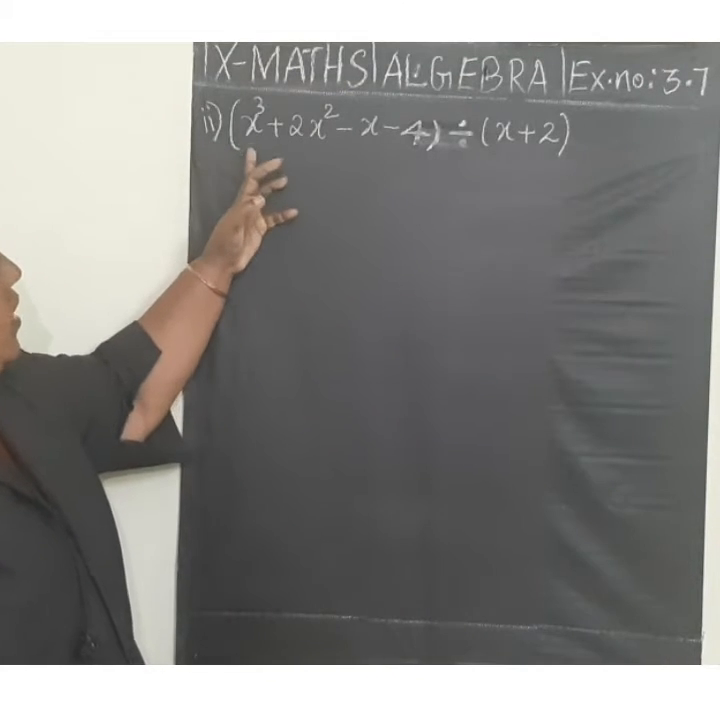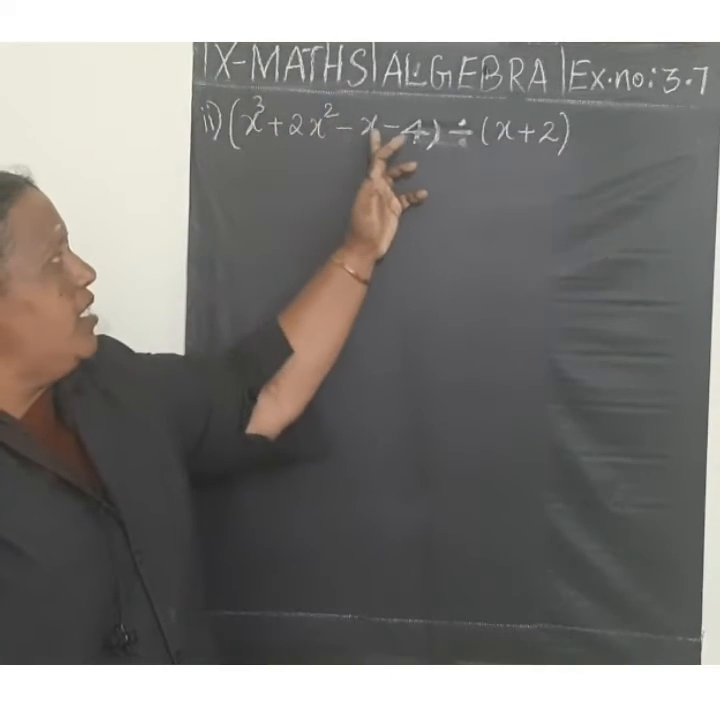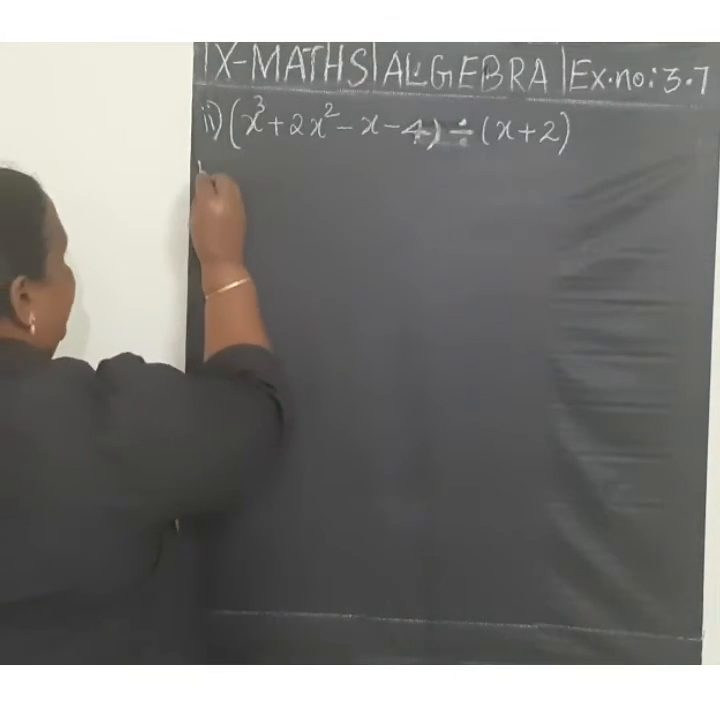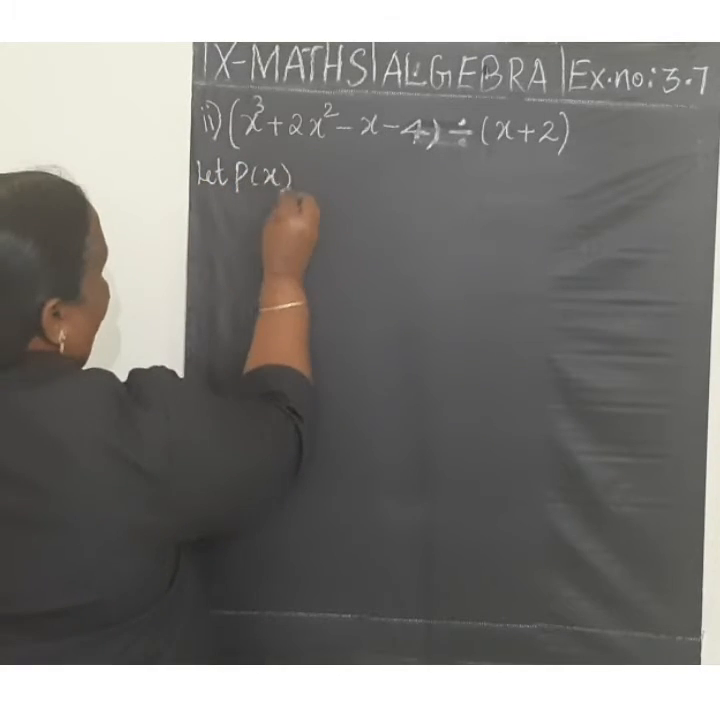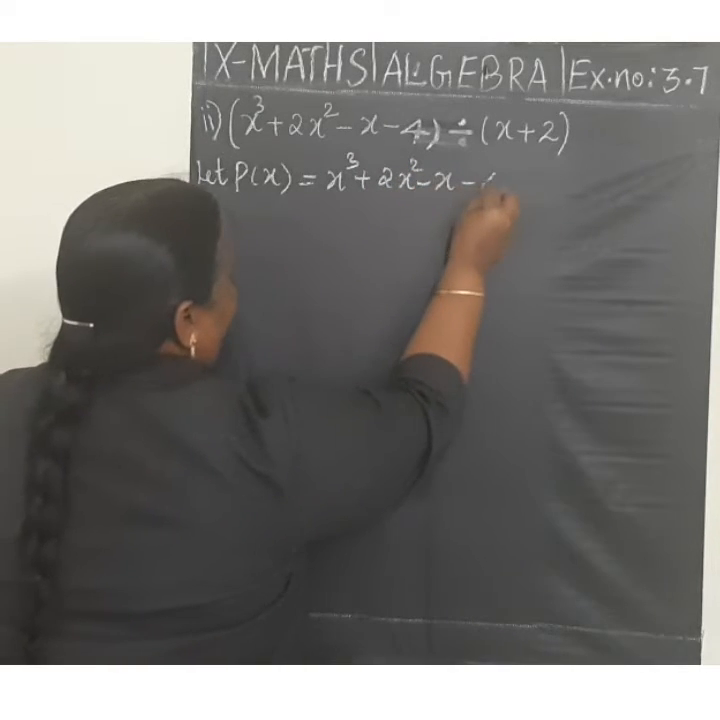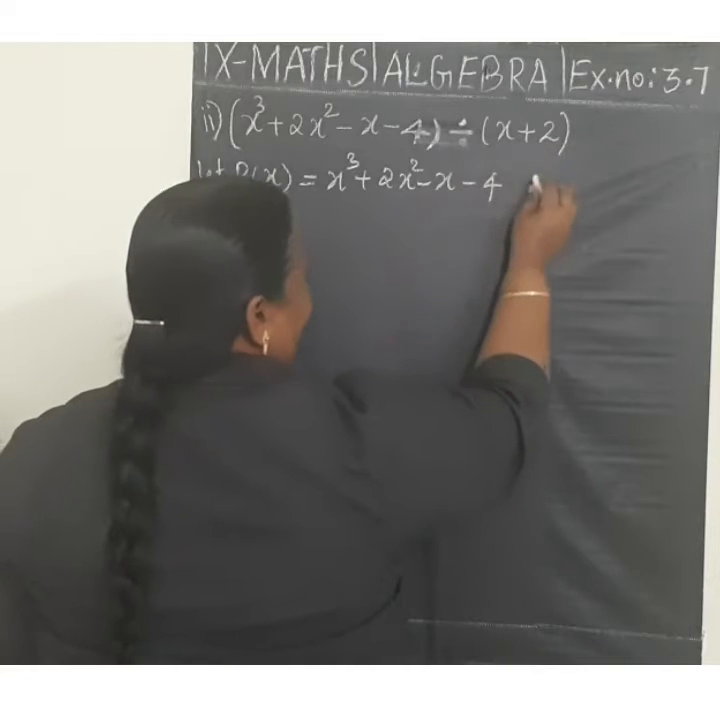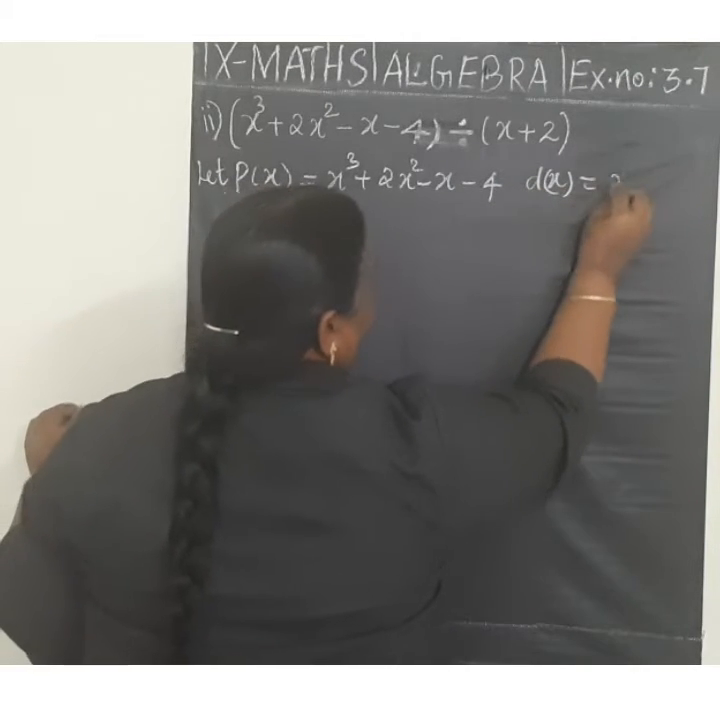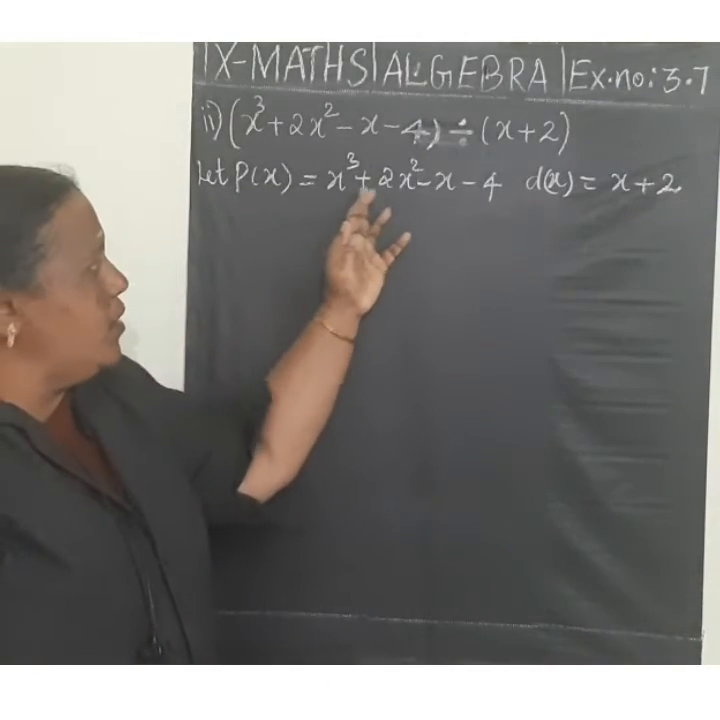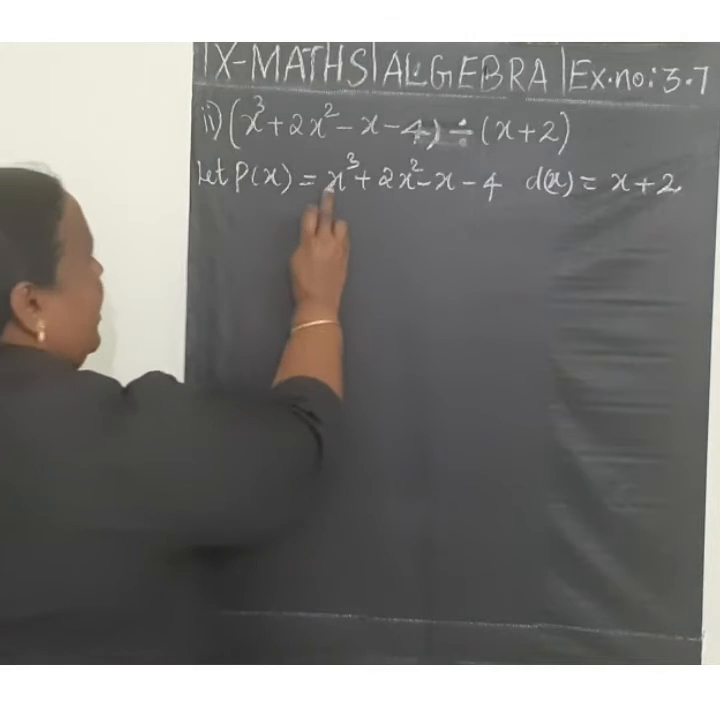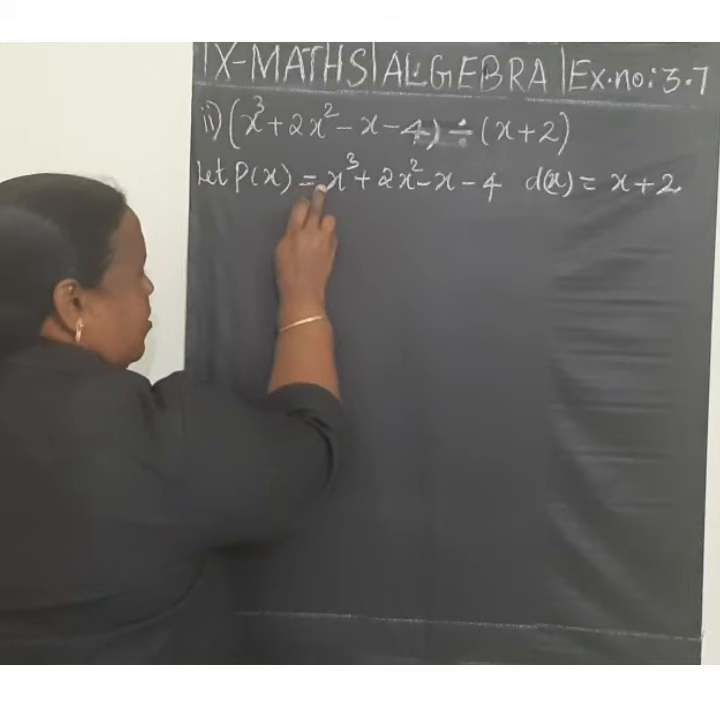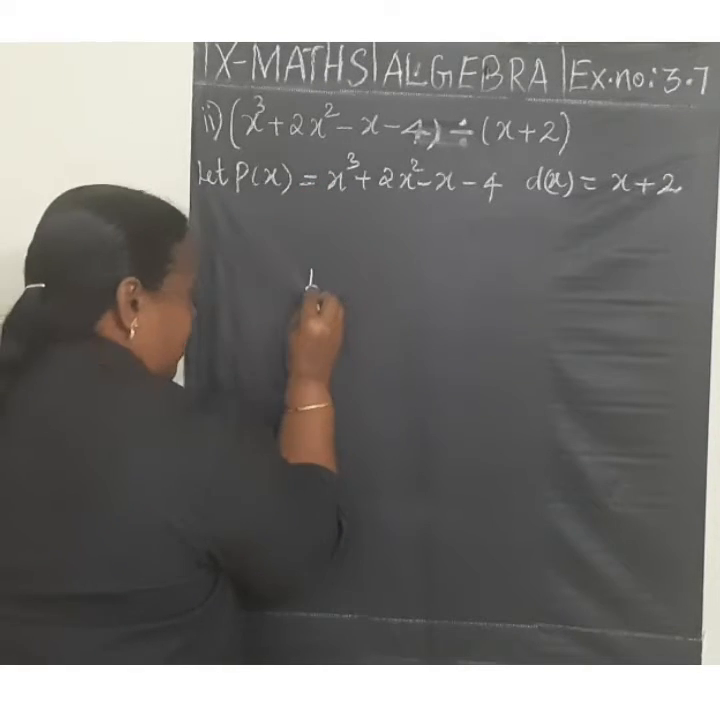Now the second subdivision: x cube plus 2x square minus x minus 4 divided by x plus 2. So let p of x be equal to x cube plus 2x square minus x minus 4. Then our divisor d of x is equal to x plus 2. Now the first step is to write the coefficients of the variables. Here in p of x, for the x cube coefficient no number is given, so we consider it as 1. So we write here 1.